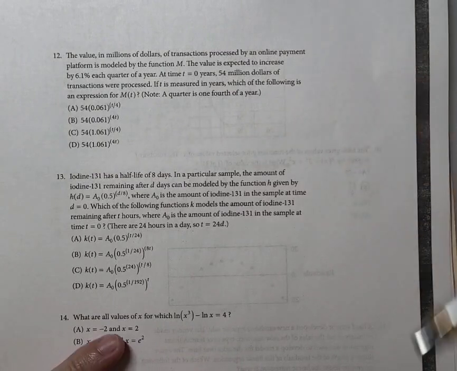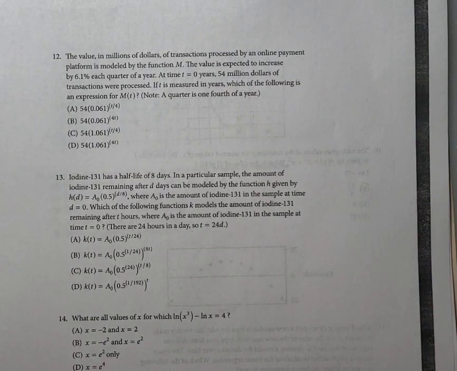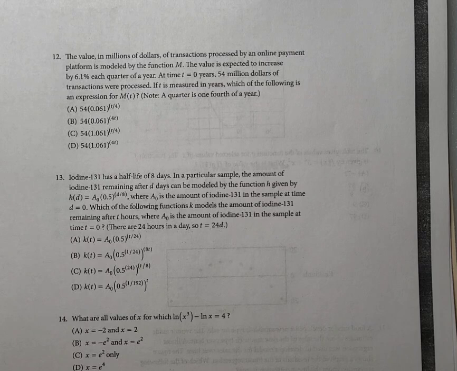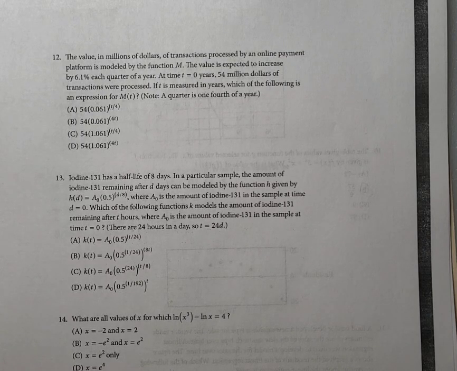All right. The value in millions of dollars of transactions processed by an online payment platform is modeled by function M. The value is expected to increase by 6.1% each quarter of a year. At time t equals 0, $54 million of transactions were processed. If t is measured in years, which of the following is an expression for M? Note a quarter is 1/4 of a year.